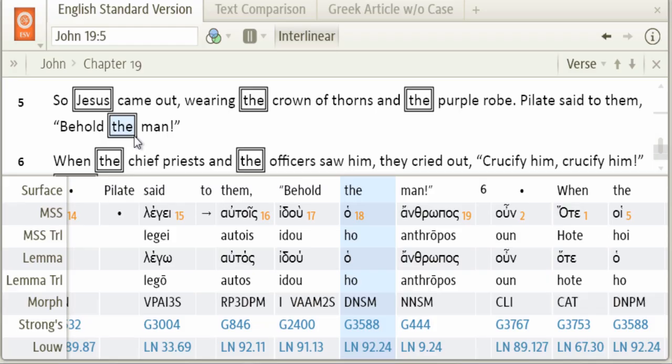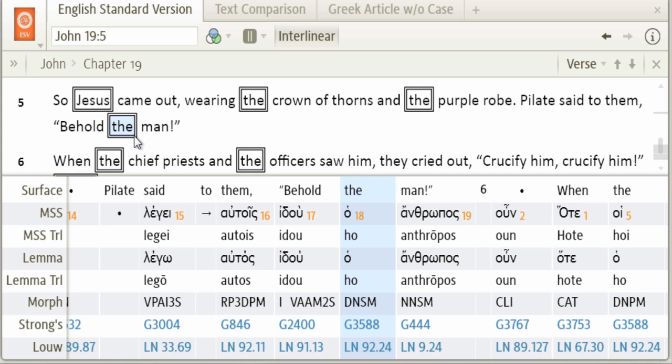The article may be used to particularize. That is, it can point out a particular object or distinguish one object from similar ones. In the previous illustrations, we looked at how the Greek article can turn another part of speech, like an adjective, into a noun. And here in this context, the article, because it's working with another noun and not an adjective, has the function or use of distinguishing that noun from similar ones.